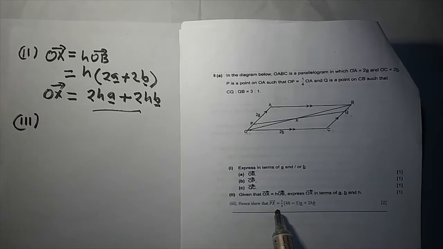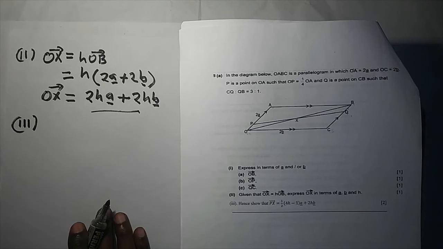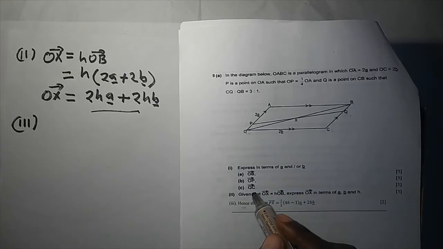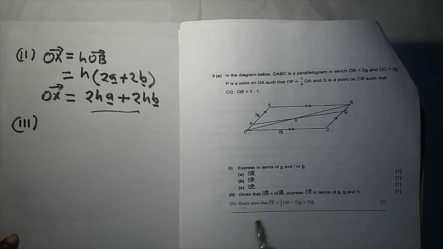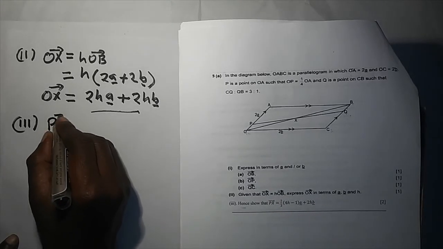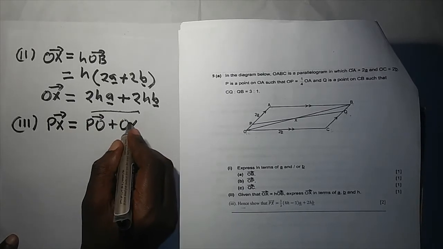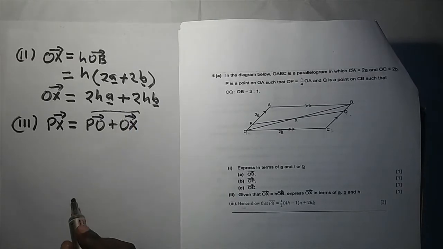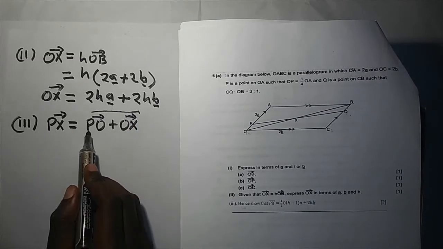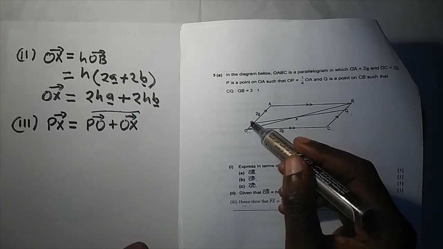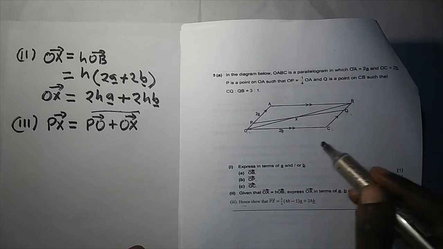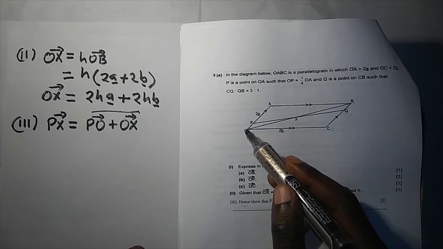Question 3. Okay, question 3 says, hence show that PX is equal to a half of (4H minus 1)A plus 2HB. So what we are going to do here, the word hence means that what you found before, use it here. So we are going to write the formula for PX. So PX is equal to PO plus OX. Okay, so we are using our OX here, and then PO. So PX, you come to your diagram here, P is here, X is there. So the way you move around the diagram to get to X, you are going to move PO plus OX.